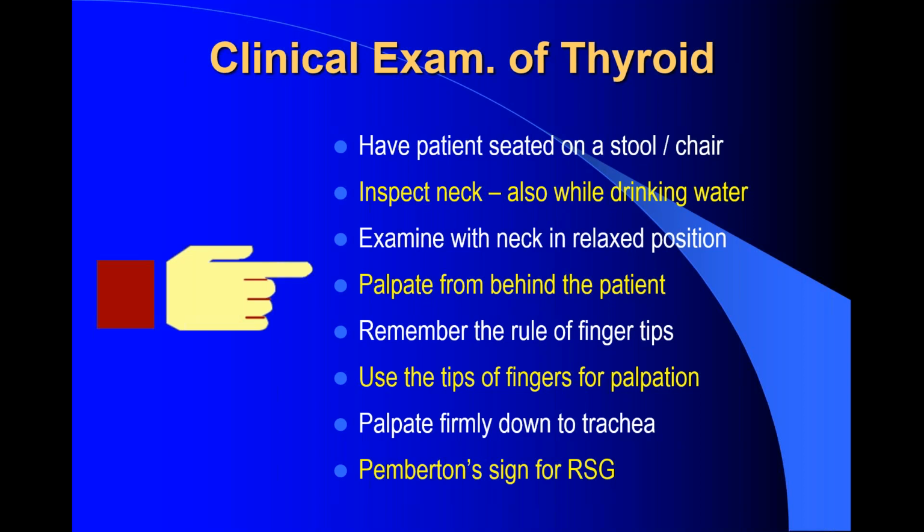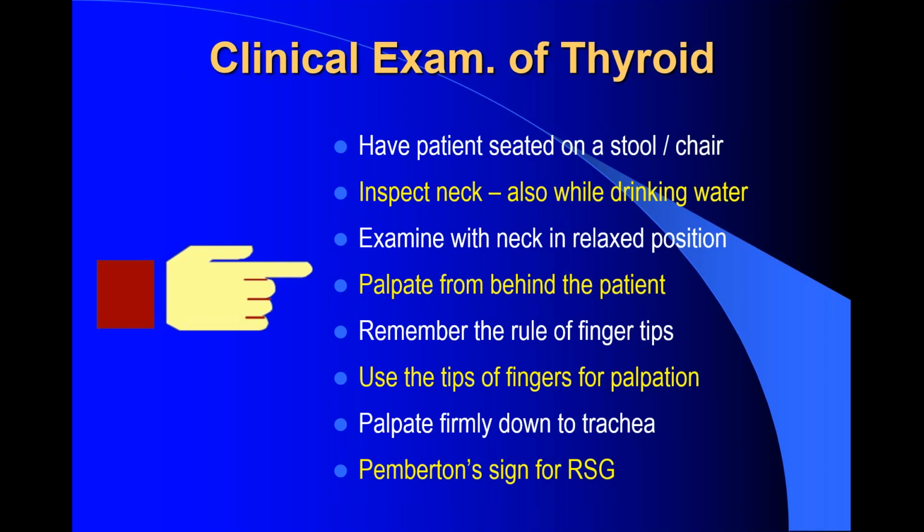And remember the rule of fingertips. You have to palpate the gland with the fingers, like your thumbs are along the lobes, and this is in the center. You have to palpate with the fingers, and you have to palpate firmly down the trachea. This is Adam's apple, and the thyroid is located down from here.